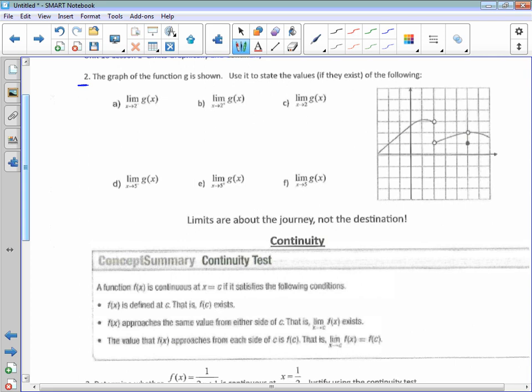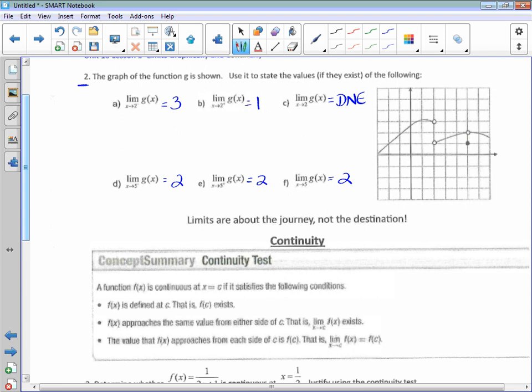Alright guys, letter A, what did you get? 3. Letter B, 1. Alright, did your left hand and right hand run into each other? So, C should be does not exist. Okay, that makes sense now, right? Alright, letter D, what'd you get? 2. Letter E, 2. Letter F. We're doing okay? Once you see it, it's really not that bad. You're just looking at the graph, you're visually figuring it out.